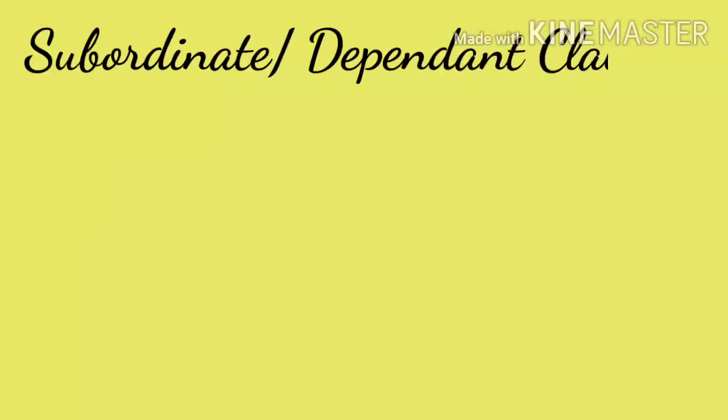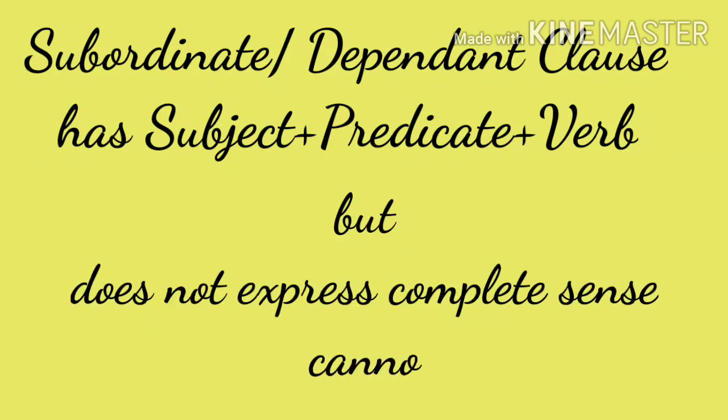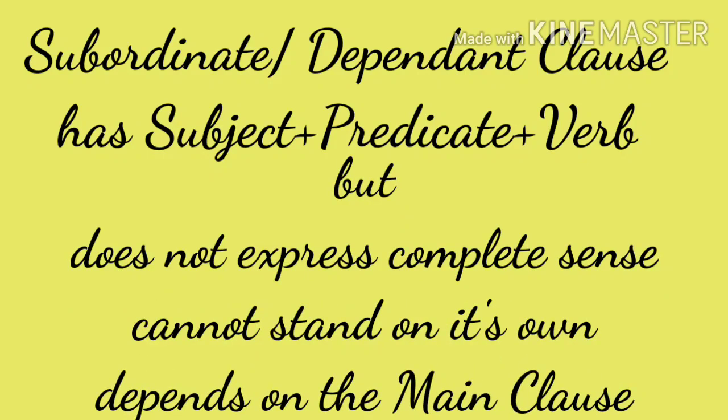Now, let's move on to subordinate or dependent clause. So if you look at a subordinate or dependent clause, such clause has both subject as well as predicate, which includes the verb. But unlike your main clause, the subordinate or dependent clause does not express complete sense and it cannot stand on its own. That's why we call it dependent clause, because it depends on the main clause for the completion of its sense.